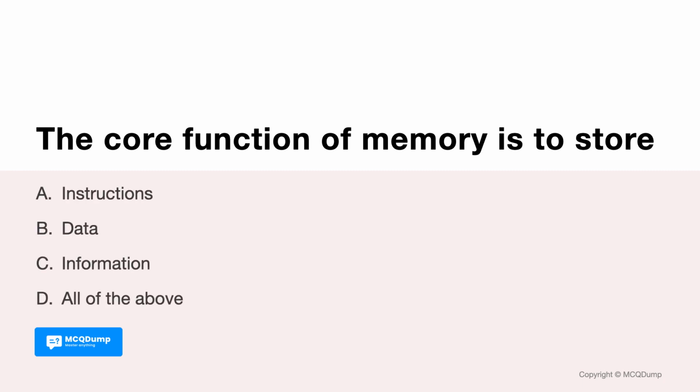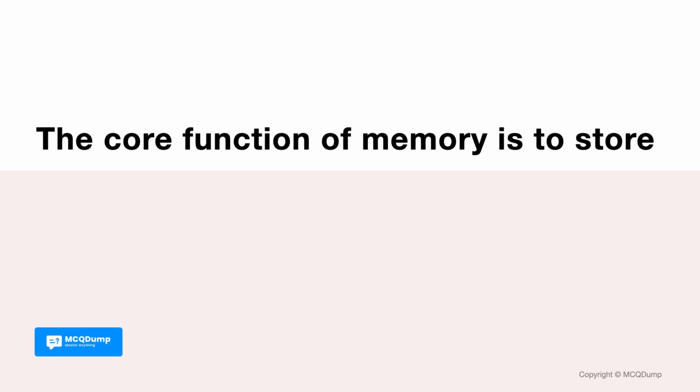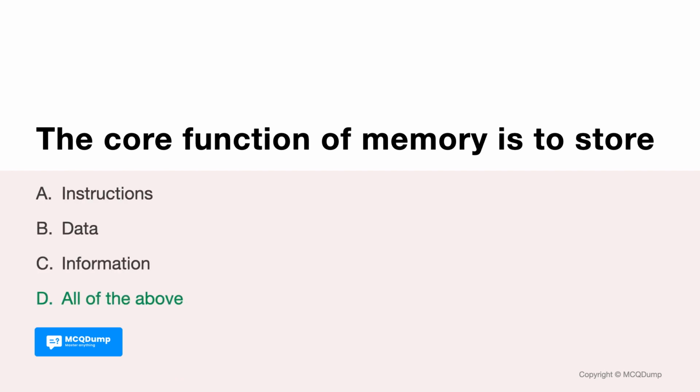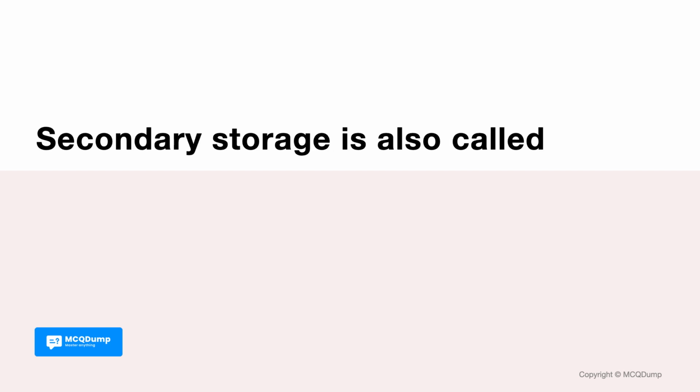Options are A. Instructions, B. Data, C. Information, and D. All of the above. And the answer is D. All of the above. The core function of memory is to store instructions, data, and information.